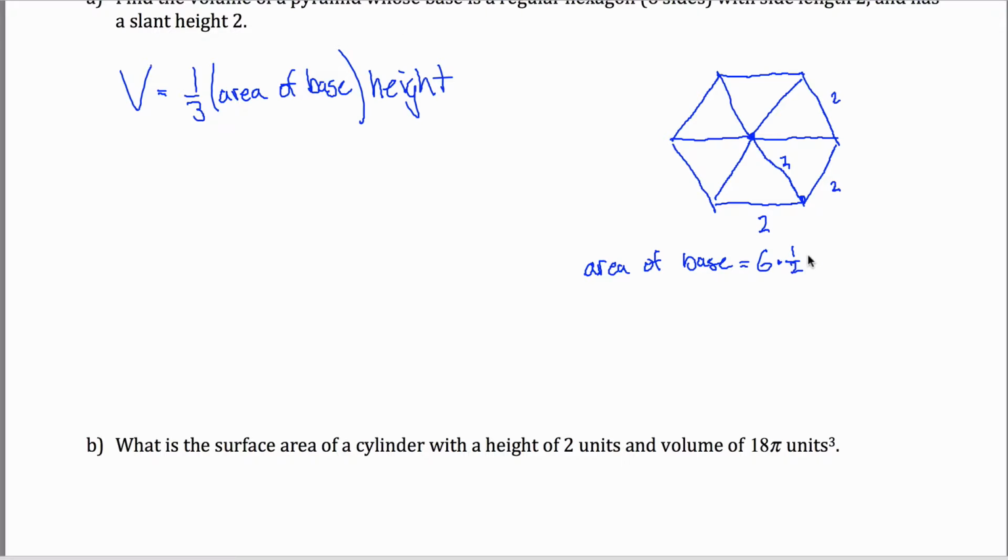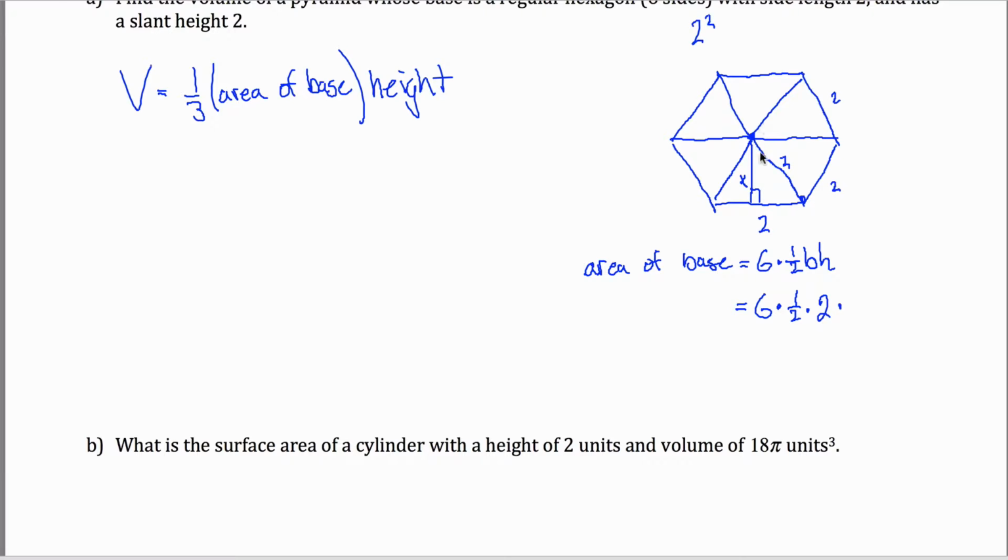The area of a triangle is 1/2 the base times the height. So I get 6 times 1/2 times the base, which is 2. The height is a little bit tricky, because to figure out the height, I need to figure out the distance from here to here. Maybe I call that x. But I can use the Pythagorean Theorem to figure that out, because I have this right triangle here. So I can say that 2 squared.